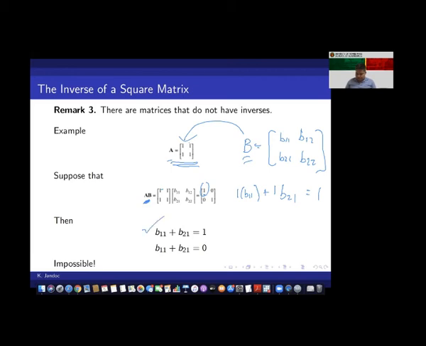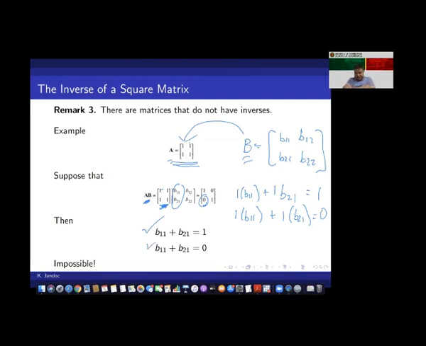Then let's look at this entry over here. How do we obtain that entry? It's obtained by getting the inner product of the second row of A and the first column of B. So it's 1 times B11 plus 1 times B21, which is equal to 0. So this is this entry.